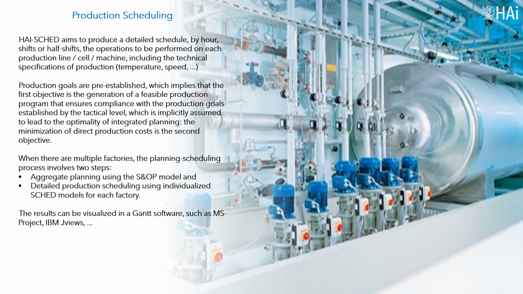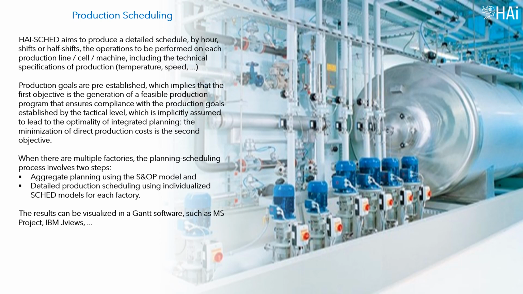HIGSCHED aims to produce a detailed schedule, by hour, shifts or half shifts, of the operations to be performed on each production line, cell, and machine, including the technical specifications of production, like temperature and speed. Production goals are pre-established, which implies that the first objective is the generation of a feasible production program that ensures compliance with the production goals established by the tactical level.